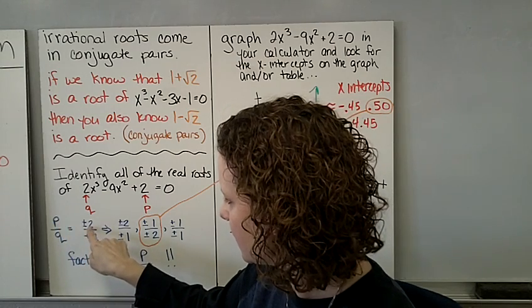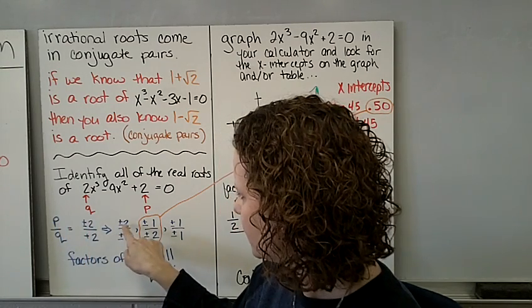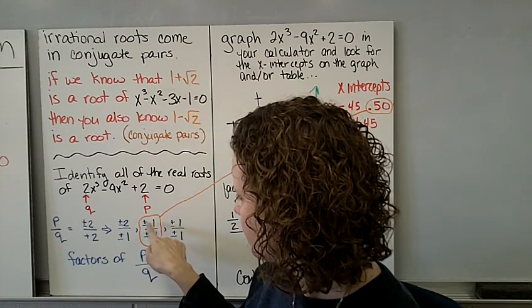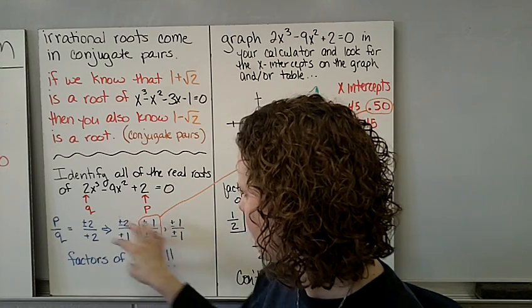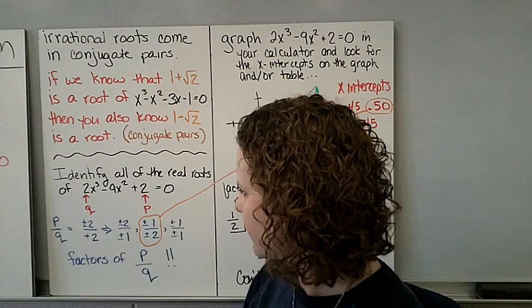So p is 2. The factors of 2 are 2 times 1, so you can do different combinations. Those are just factors of p over q.